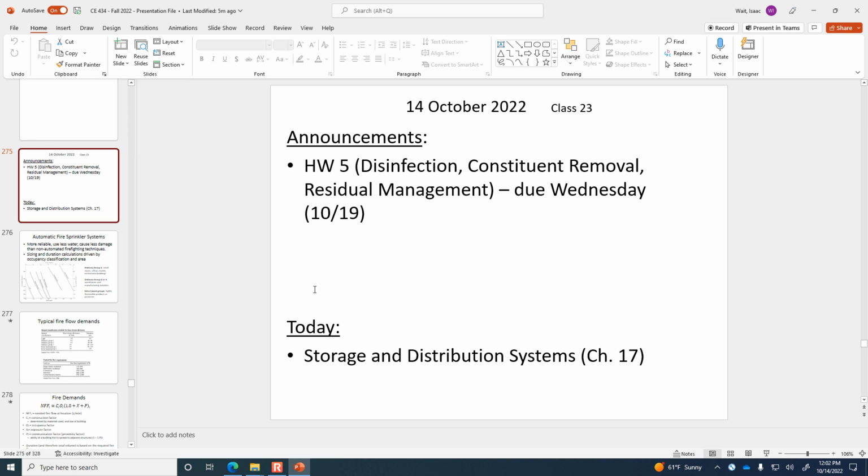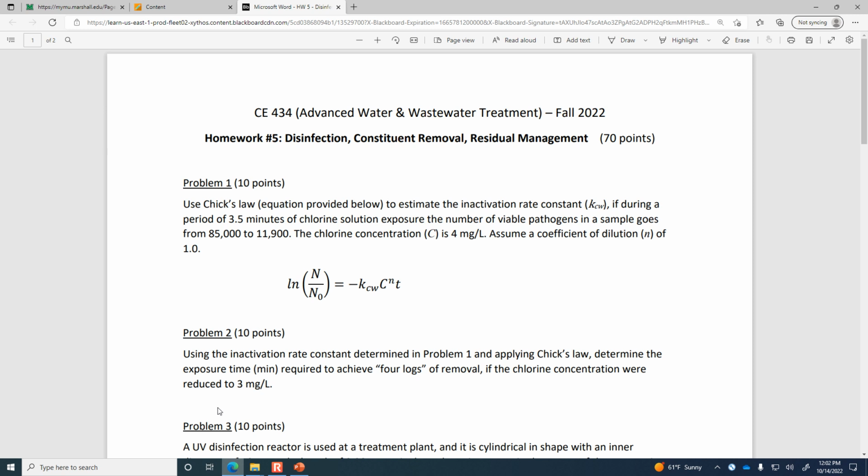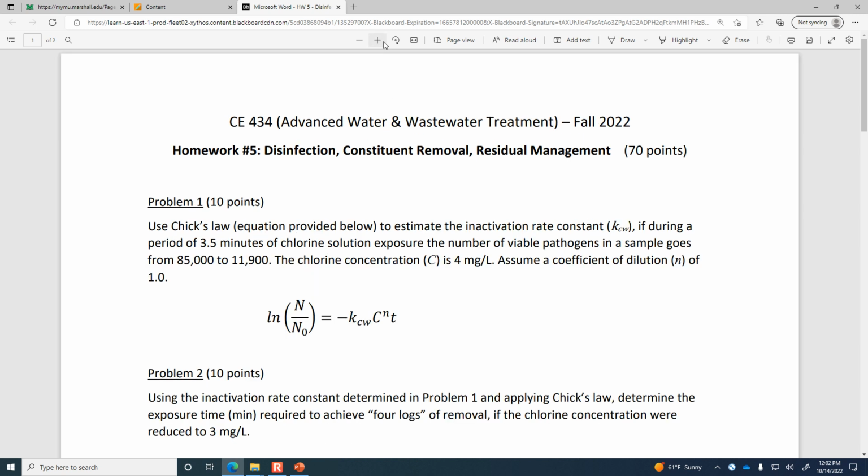Homework 5 is due on Wednesday of next week. So let's take a look at some of the problems on here. The first one is a disinfection question where we're looking at the rate of disinfection using Chick's law.